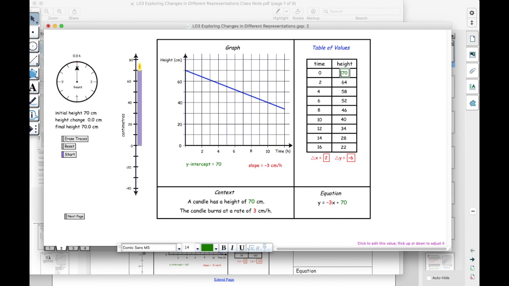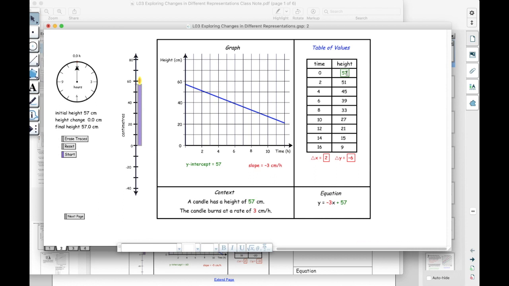Let me just see if I can. Okay, resuming. I just wanted to set it up so I can change these and see how I'm changing. It's a little glitchy. But do you see how as I change that initial condition, when I make the initial condition larger, the graph shifts up. And when I make the initial condition smaller, the graph shifts down. So changing the initial condition will shift the graph up or down. It'll change the initial height in the context, and it'll change the constant in the equation.